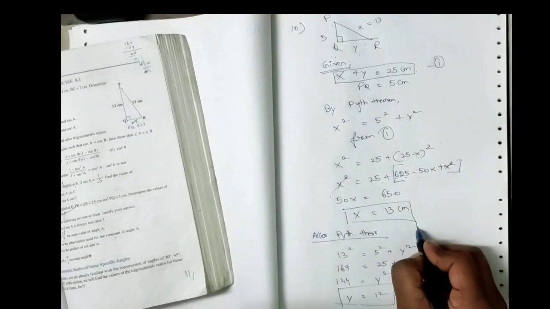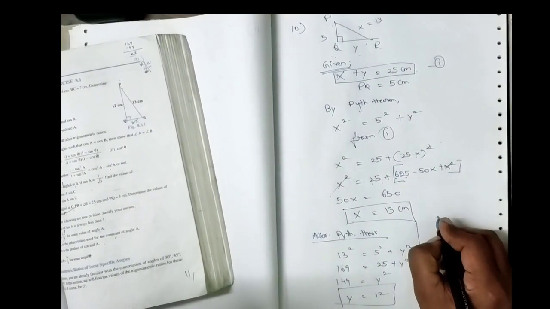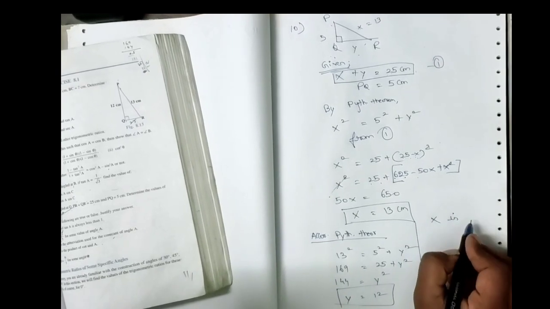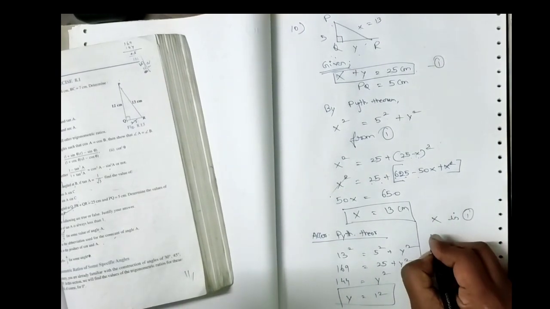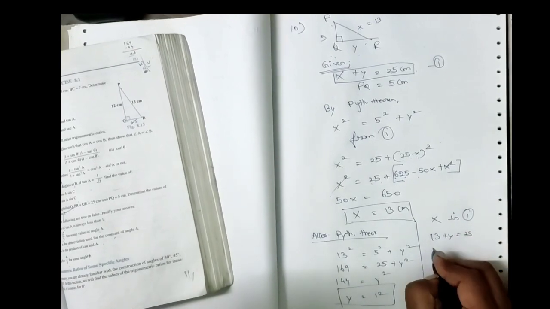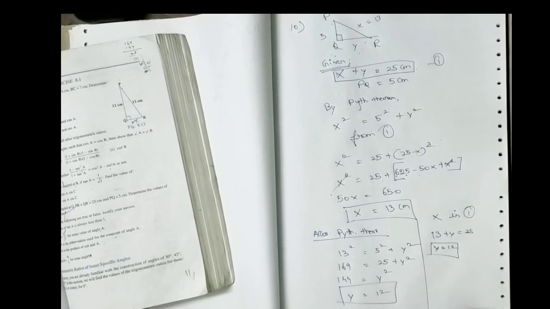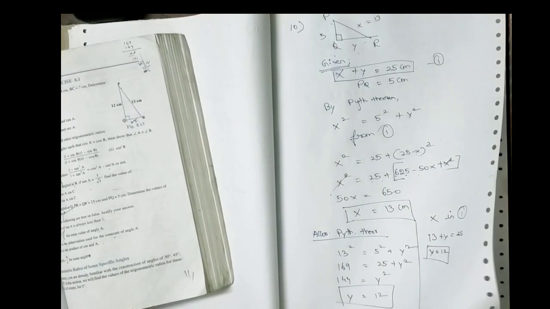This is one way of arriving, and the next way will be x in equation 1, that is 13 plus y is equal to 25, so y will be 12. We can arrive either by this way or by this way, both are correct.